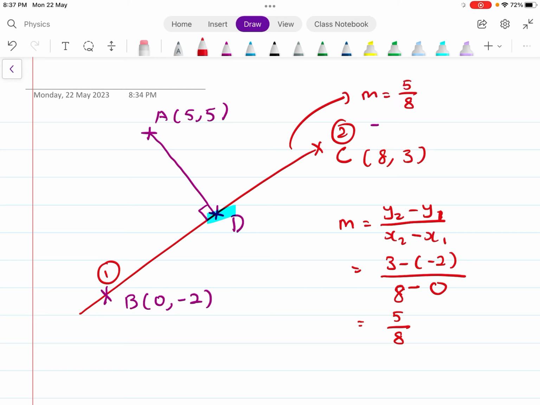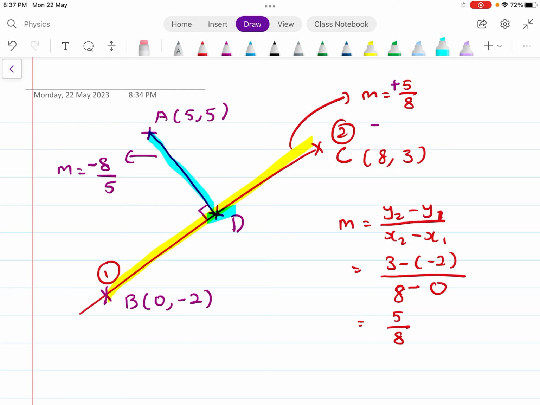Okay, what about the gradient of the purple color line, which is perpendicular to this red color line? Without doing any calculation, you just flip it, so it's 8 over 5. Next, you change the sign, meaning that this is positive, this must be negative. So after you get this, now it's time to find the equation of the first line and the equation of the second line.